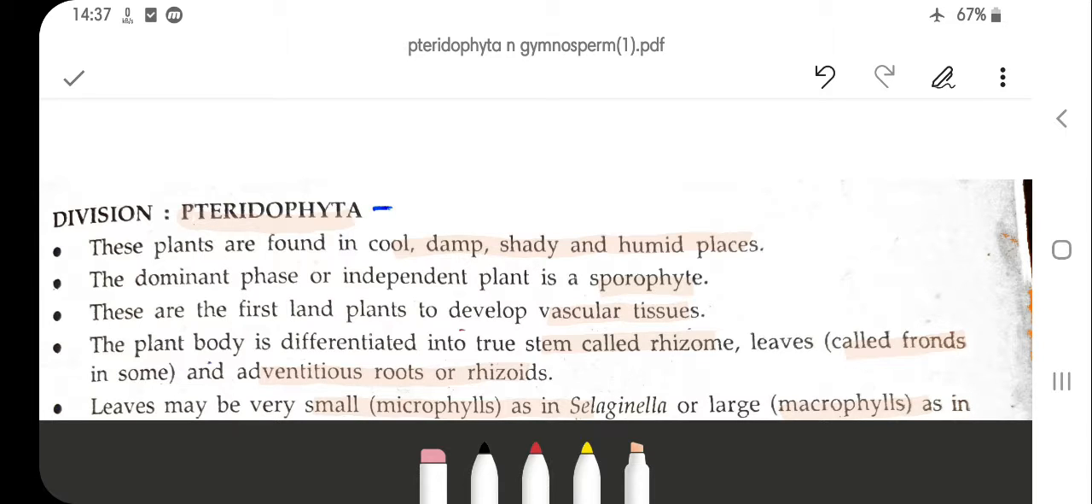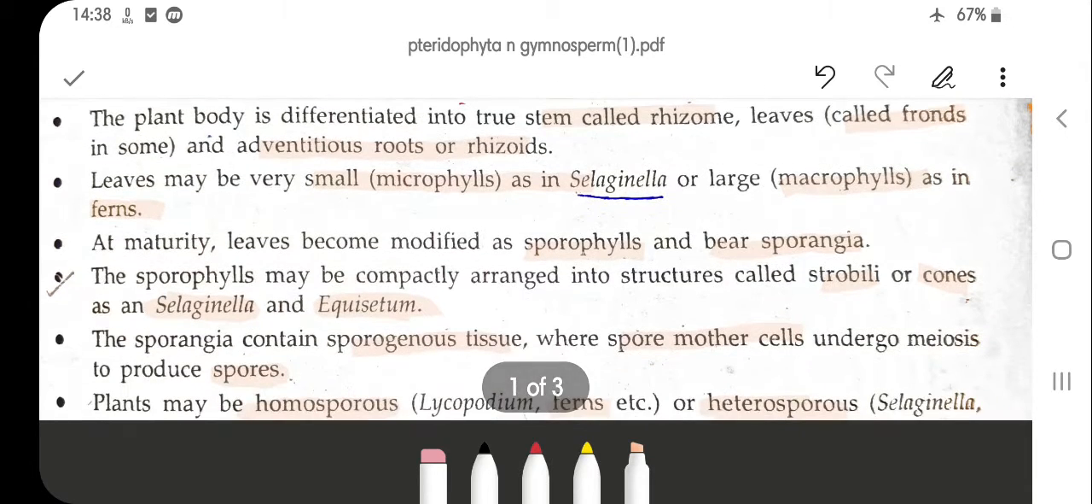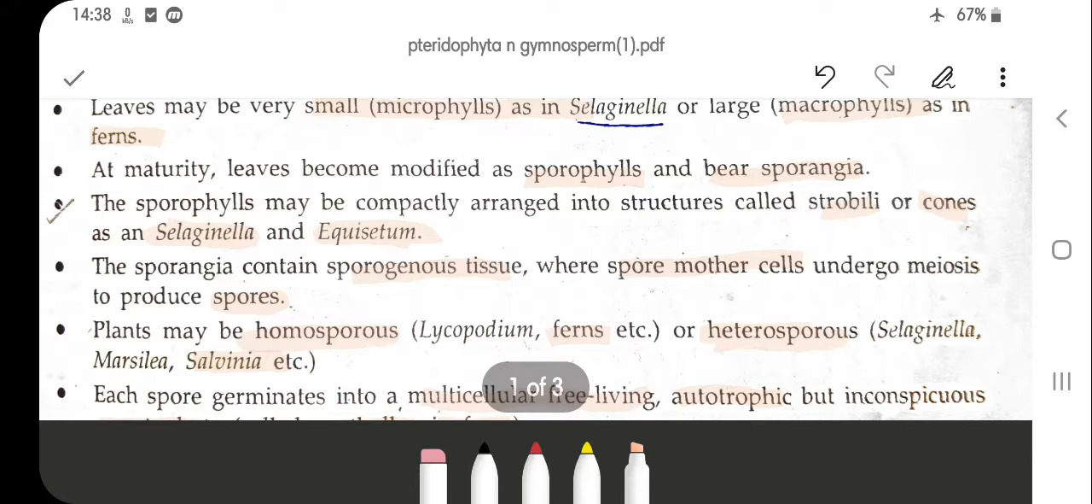The independent plant is the sporophyte, which is diploid, 2n. This is the first land plant to develop the vascular tissues, that is xylem and phloem, and the body is divided into true root, stem and leaves. The leaves may be small, called microphylls, or large, known as macrophylls, and the leaves become modified as sporophylls.